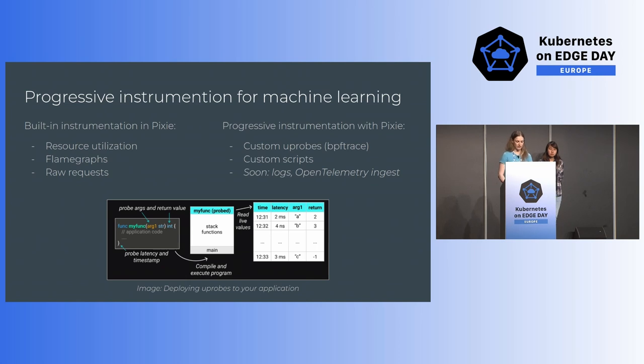In the diagram below, we just have an example of how a uprobe works in your system. So you can say, I'm going to trace this particular function. The function will then run, and then the uprobe will actually read the values in and out of the application, or in and out of the function, if that's what you're telling it to trace. You can collect things like latency, arguments, return values, and things like that using uprobes.